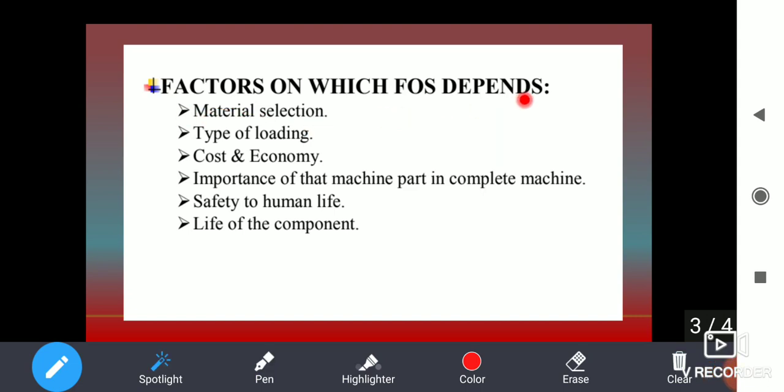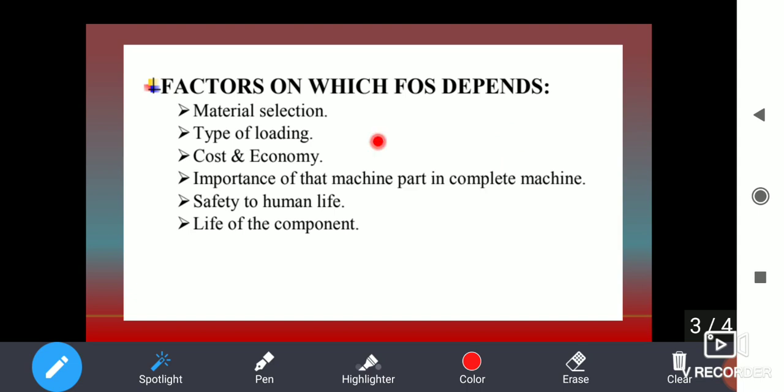Now we'll be seeing what are the factors on which factor of safety depends. So first thing will be material selection. In case of material selection, we have to decide whether it is a ductile or brittle material. Factor of safety value is more than one, but we have to select a particular value depending upon the type of material we have, either ductile or brittle.